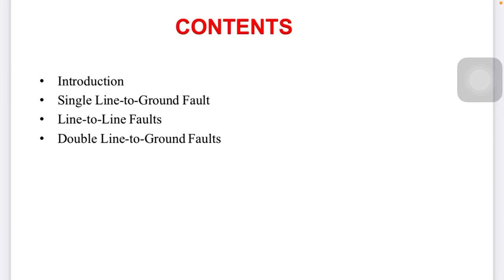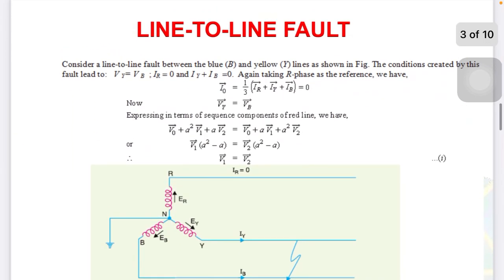Now today we are going to learn about the positive sequence voltage and current of the R phase at different fault conditions, for example, single line to ground and double line to ground. So first of all, the introduction.